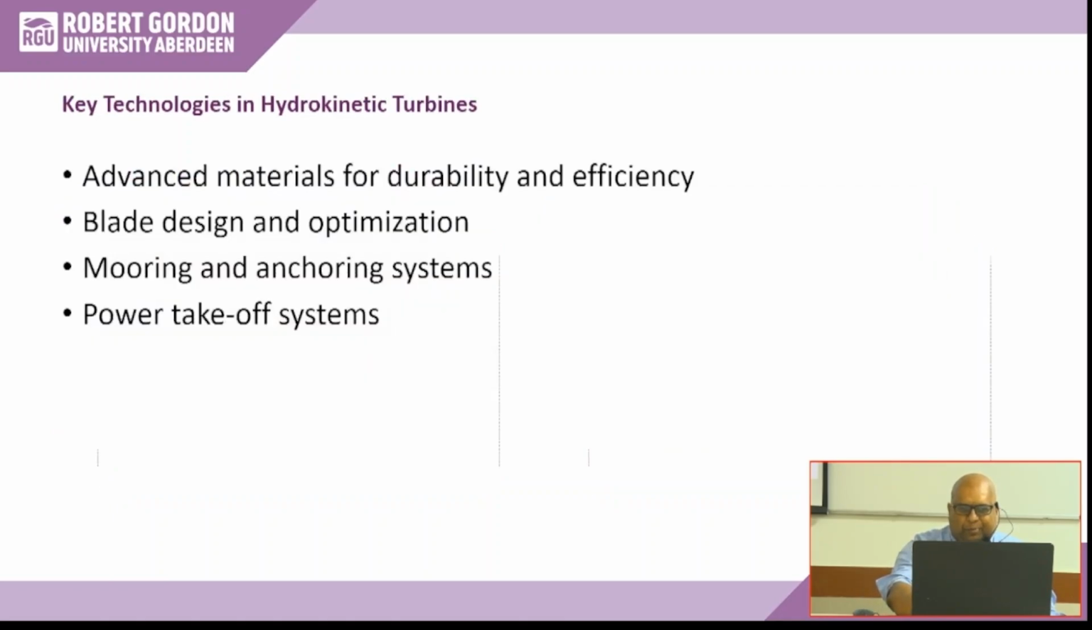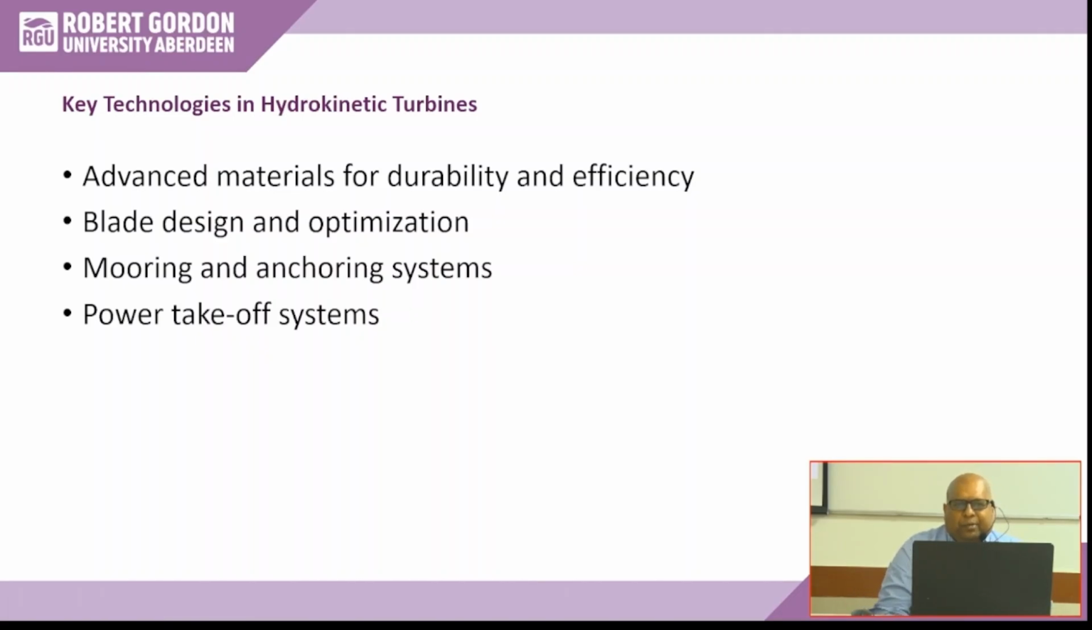Anyway, let's move on to the key challenges and the key innovations we need to make this turbine happen. One of the key innovations we need is advanced material for durability and efficiency. We need to look at material science and come up with lightweight, non-corrosive material that can last a long time and give you good efficiency at the same time.